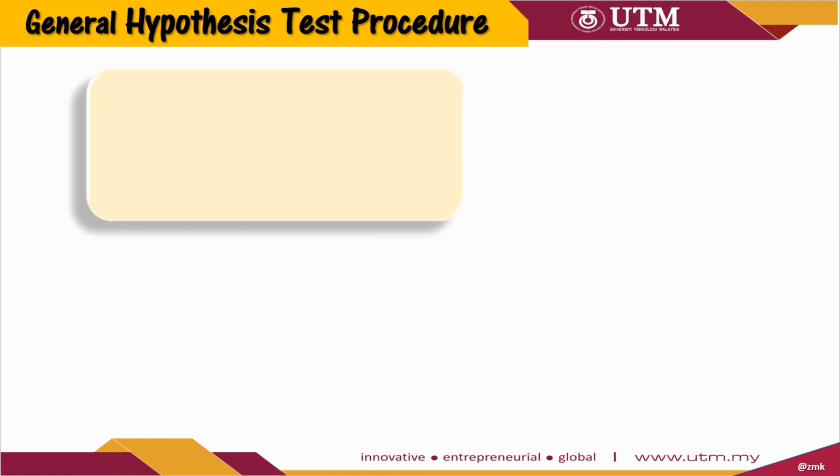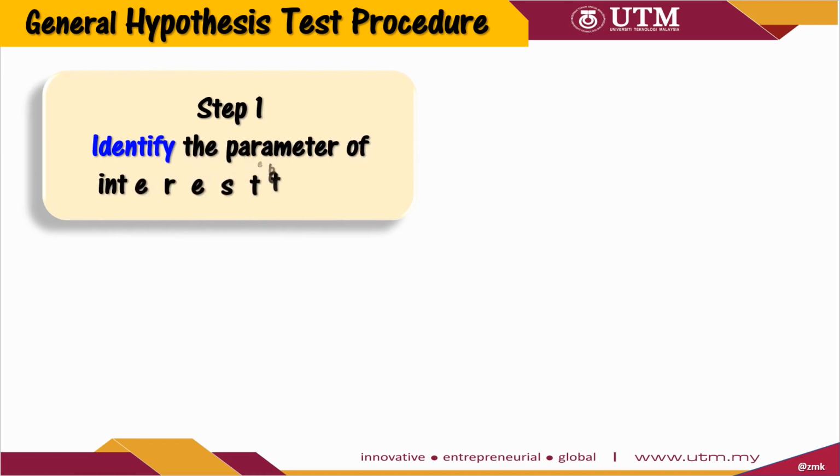The first step is to identify which parameter we want to test. Remember, in this chapter, we only focus on 6 parameters, which are mu, pi, sigma squared or sigma, mu1 minus mu2, pi1 minus pi2, or the ratio of population variances sigma 1 squared over sigma 2 squared, or the ratio of two population standard deviations sigma 1 over sigma 2.